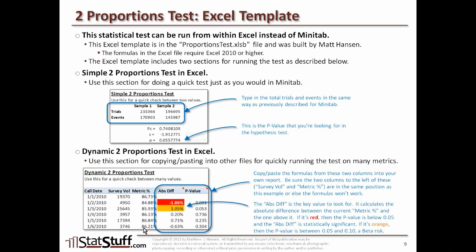For example, if we look at the last one, it declined 0.63% from January 5th to January 6th. The raw difference is the negative 0.63%. But there's a 30% p-value, or 30% risk of being wrong. So that's why this is not colored at all, simply because there's not enough data to prove a statistical difference.